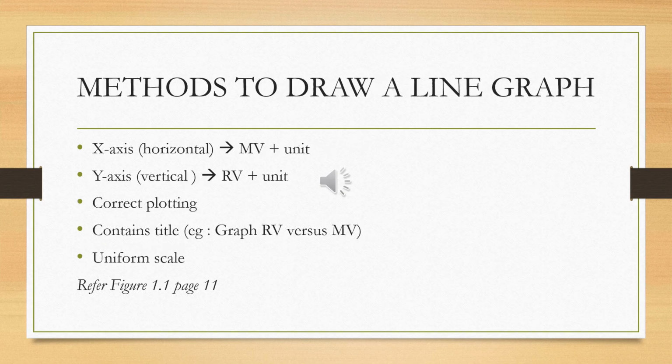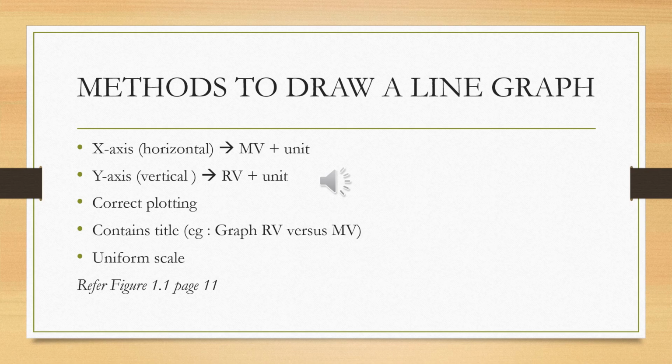Now let's look at the first type of graph, which is a line graph. Number one, the x-axis or the horizontal line is the manipulated variable plus unit, compulsory the unit. On the other hand, the y-axis or vertical line is your RV, responding variable plus unit, compulsory. Then you put a correct plotting, you can just make it a dot or you can write x on the graph.